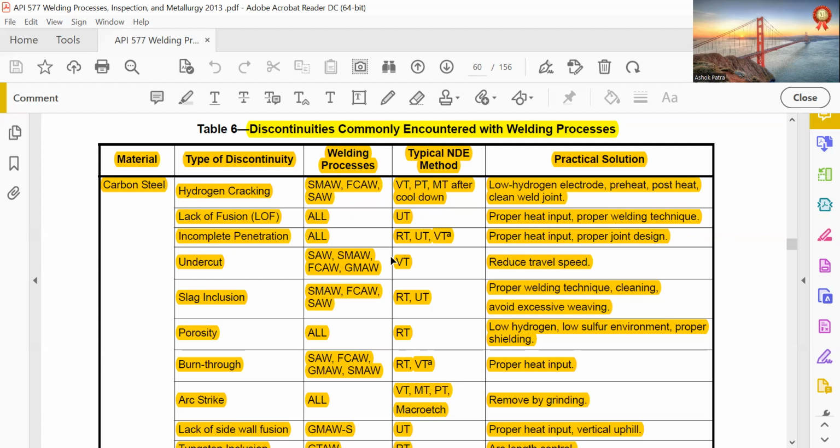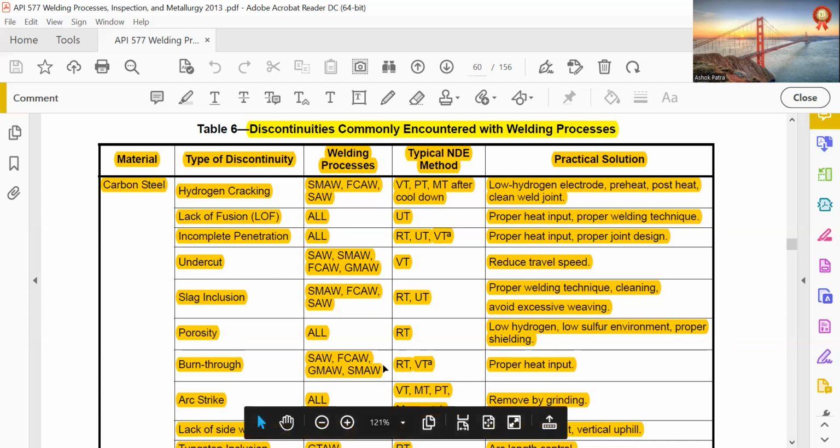Undercut: SAW, SMAW, FCAW, GMAW, VT, reduced travel speed. Slag inclusion: SMAW, FCAW, SAW, RT, UT, proper welding technique, cleaning, avoid excessive weaving. Porosity: all RT, low hydrogen, low sulfur environment, proper shielding. Burn through: SAW, FCAW, GMAW, SMAW, RT, VT, proper heat input.